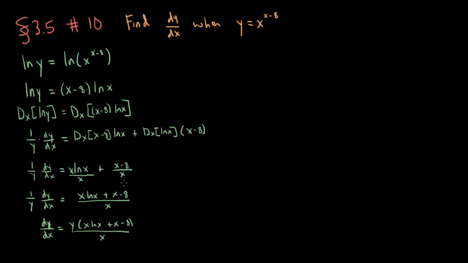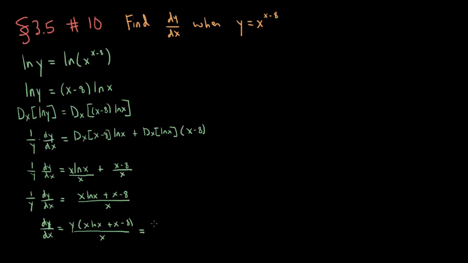Now here's the thing. We weren't forced to use implicit differentiation here because our original function was explicitly defined. We know what y equals. Now the reason I'm saying this is because we can actually substitute down here that we know that y equals x to the x minus 8 power. Okay? There's no reason to leave a y there because we know what y equals, because this function was explicitly defined to start with.